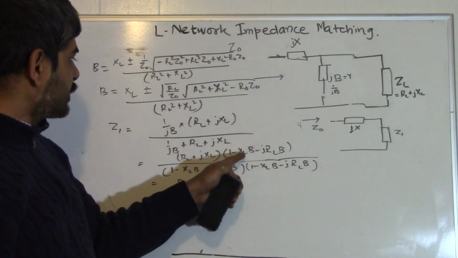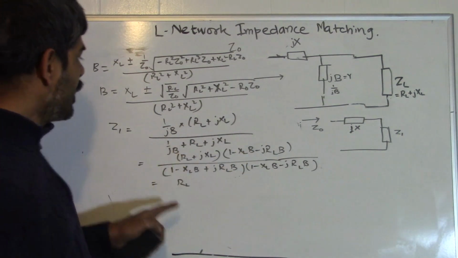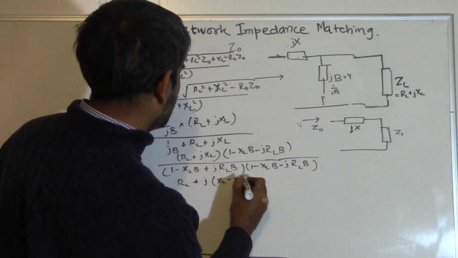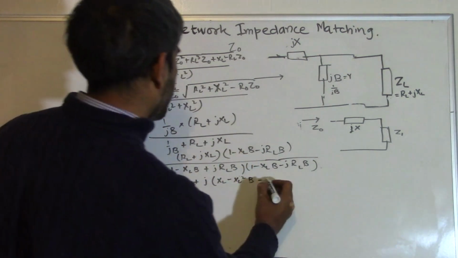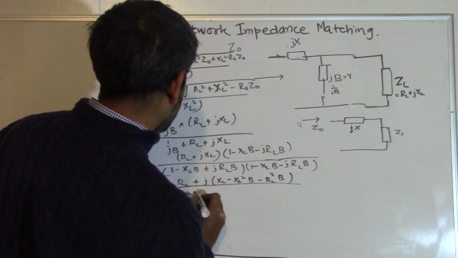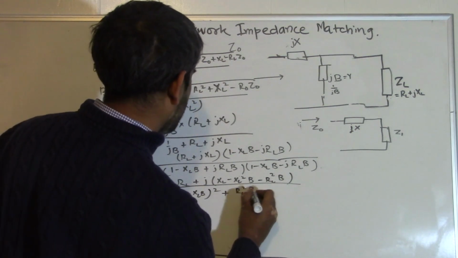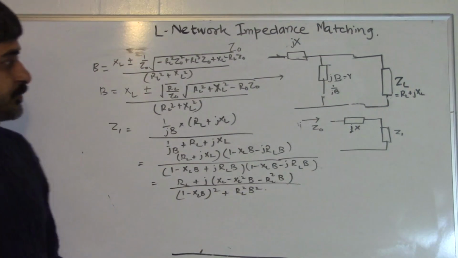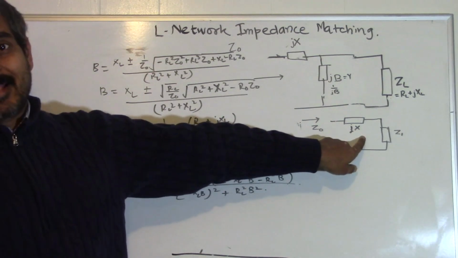RL and XLB and JXL, XLRLB and XLRLB cancelled out, and we had plus J times of XL minus XL square B minus RL square B divided by 1 minus XLB whole square plus RL square B square. Now this whole imaginary term must be equal to the complex conjugate of Jx.